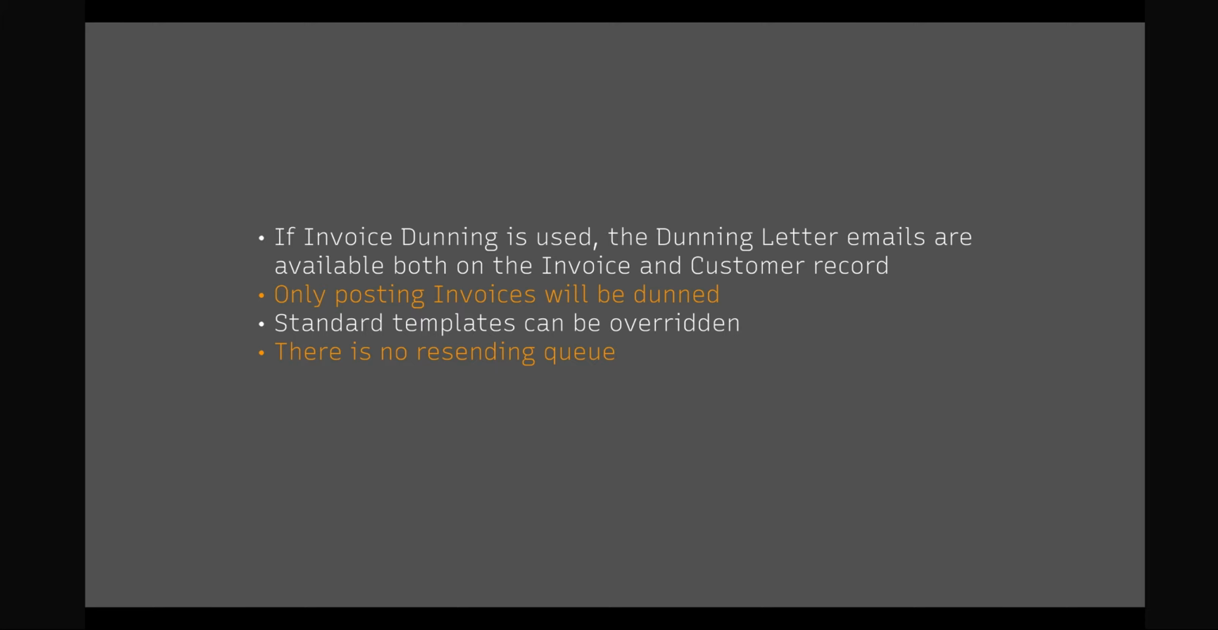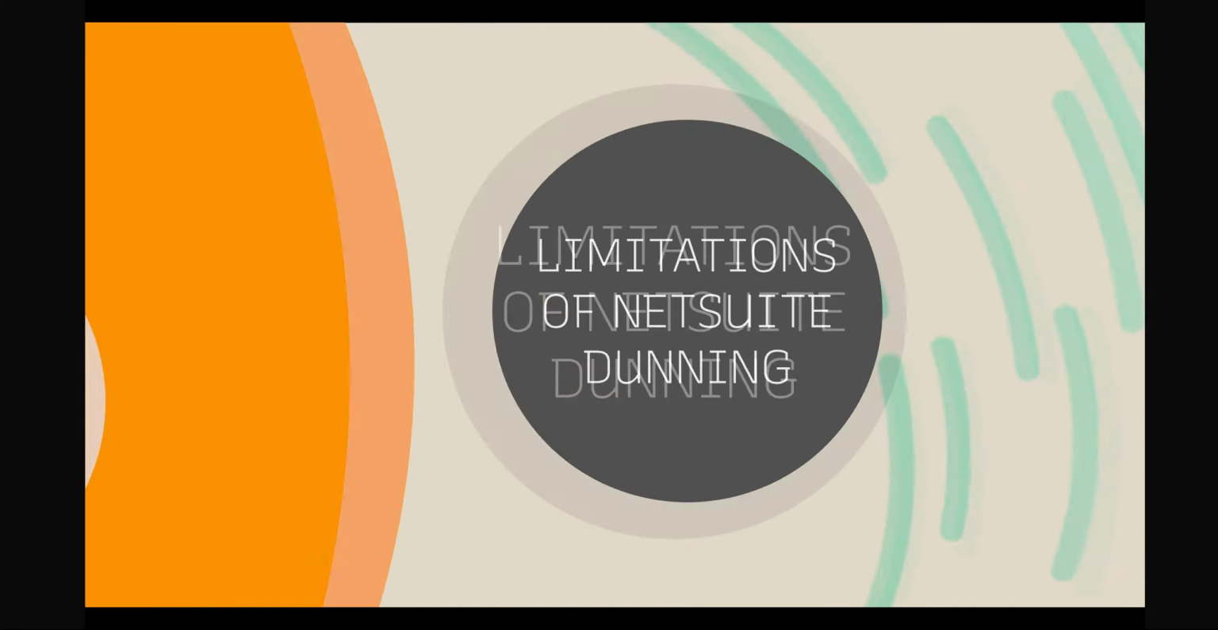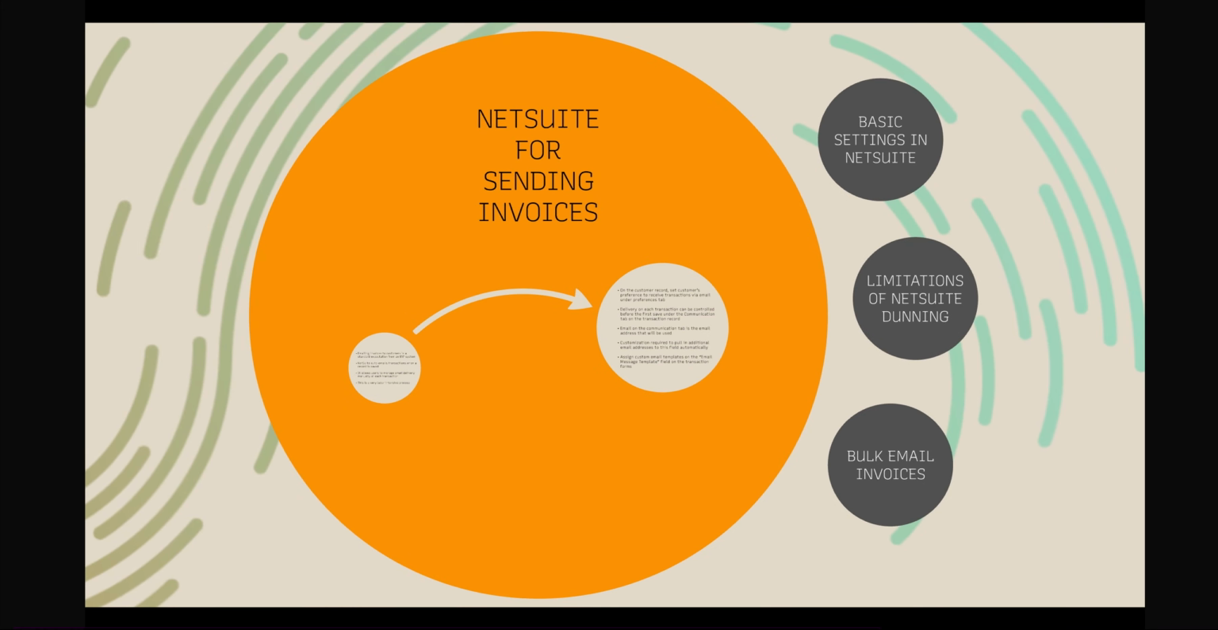Only posting invoices will be used in Dunning. Standard templates can be overridden, but when new updates of the bundle are pushed, they revert back to the original settings. There is no resending queue. If customers want to resend a Dunning letter, they have to open the invoice or customer record and forward the email from there. So these are some limitations which will be overcome if customers use our bulk email invoice suite app. Can you introduce everybody to the bulk email invoices suite app?